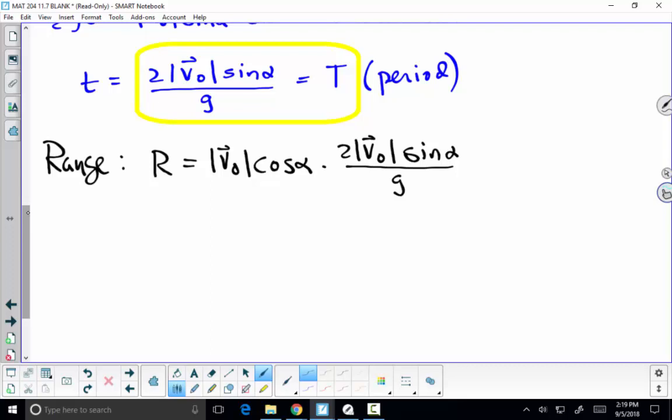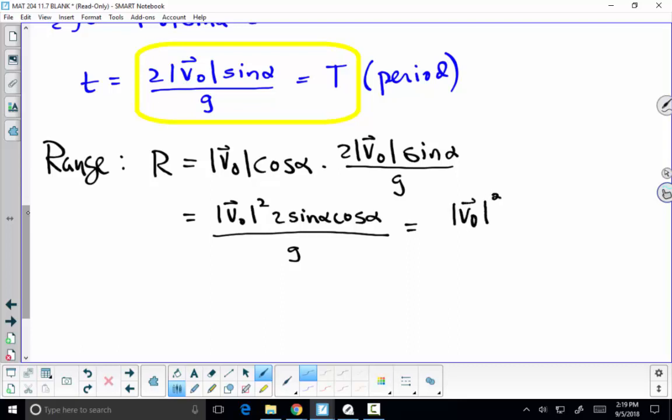Everyone okay with that? Then we just combine like terms. We're going to have a length of v naught squared and then a 2 sine alpha cosine alpha, all divided by g. If you want, you can use a double angle identity, which he does in this book, that changes that into a sine of 2 alpha. So that would be our range.